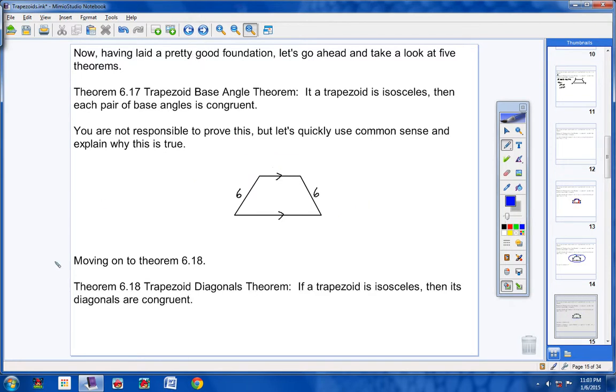Okay, let's take notes on this, please. Go ahead and copy this in your notes. Theorem 6.18. Copy this down, please. The trapezoid diagonals theorem. If a trapezoid is isosceles, then its diagonals are congruent.